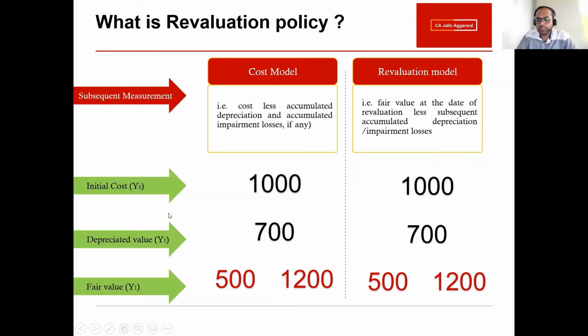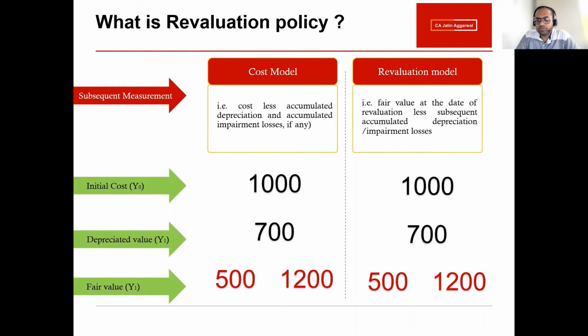At the end of year one, which is my reporting period, my depreciated value I've assumed is 700. In the revaluation model, I've also depreciated this asset and the value now is 700. Now, let's say at the end of year one, the fair value of this asset, which is currently recorded at 700, is actually 500. Or there can be another situation where the fair value of this asset has increased. Let's say the asset we are talking about is land, and the value of that land has increased to 1,200 rupees.